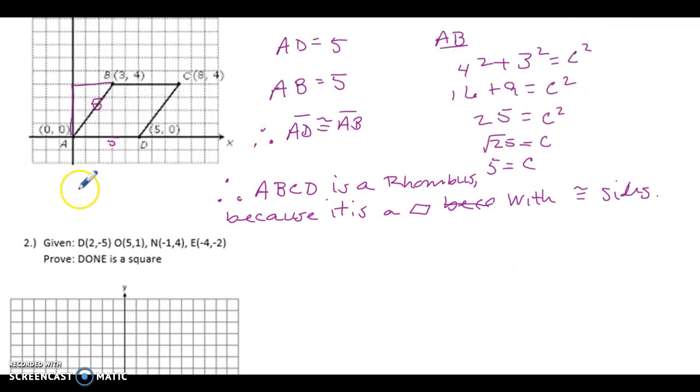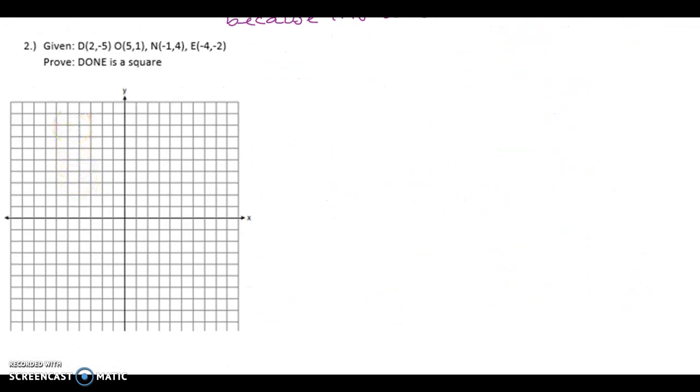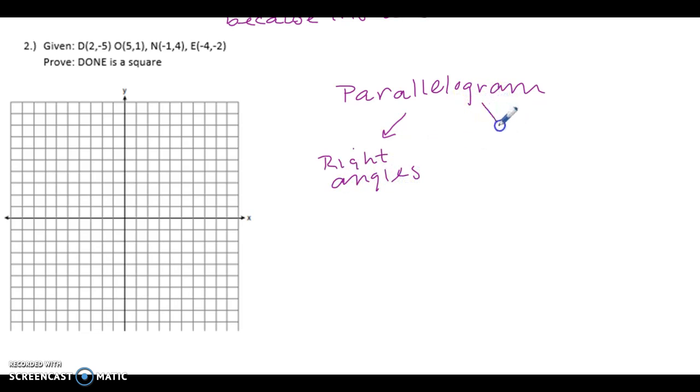So let's go ahead and quickly take a look at number 2. I'm not going to do number 2 for you, but to prove that something is a square, you need to first prove it's a parallelogram. And then it would also have to be a rectangle and a rhombus. And so a parallelogram that's also a rectangle has right angles, so you're going to show that there's right angles. And it has to be a rhombus, and so a rhombus has congruent sides, so you're going to show that there are congruent sides just like we did above.